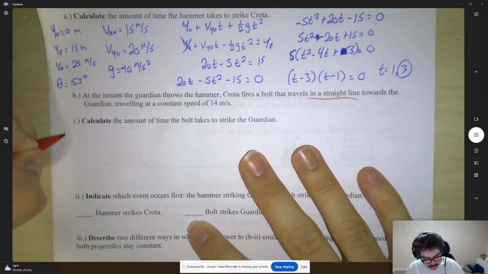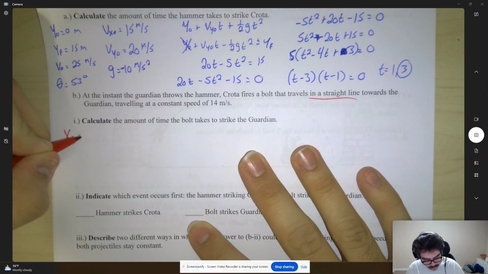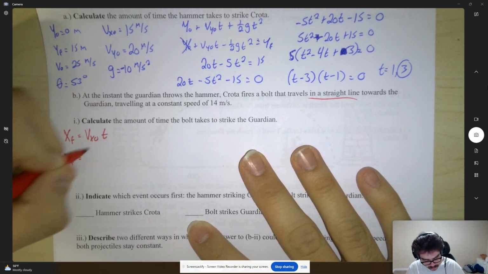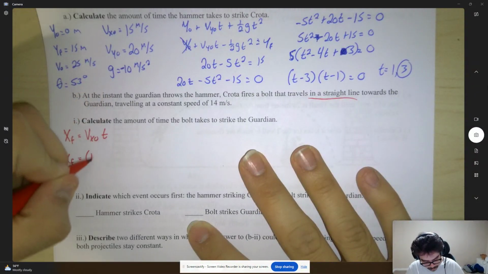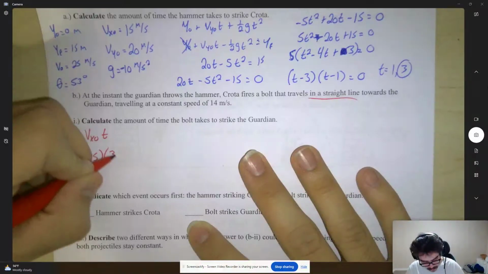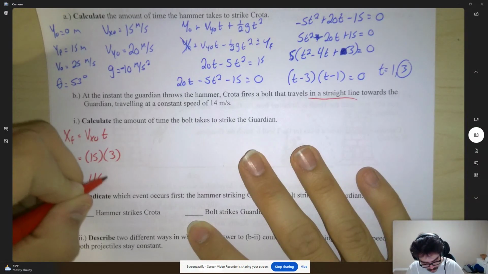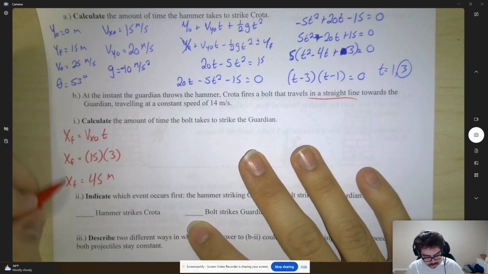So I can say that x final is equal to vx naught times t. I know t is 3. So x final is equal to vx naught, which is 15, times 3. And if I calculate this out, I should get 45 meters. Okay? That's not my answer. That's my distance. That's my horizontal distance.